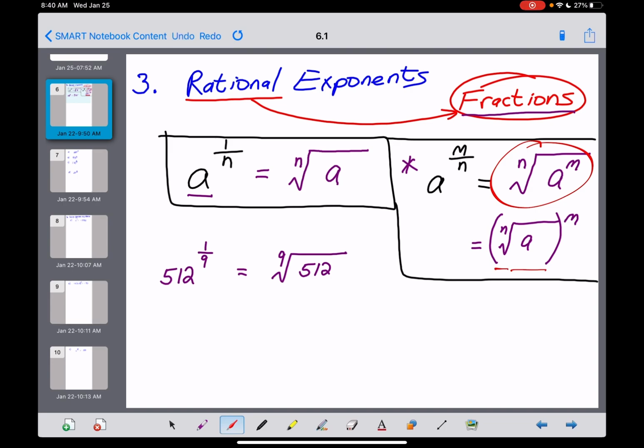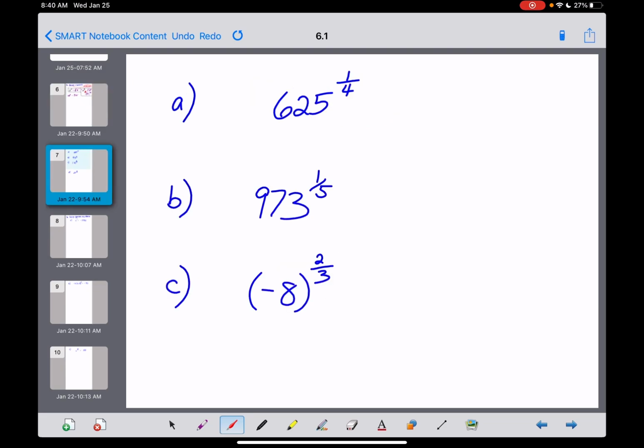So I really like this second version here better than the first, but either one of them will work. Okay, either one of them is correct. So let's see that concept in action here, guys. 625 to the 1/4 power.